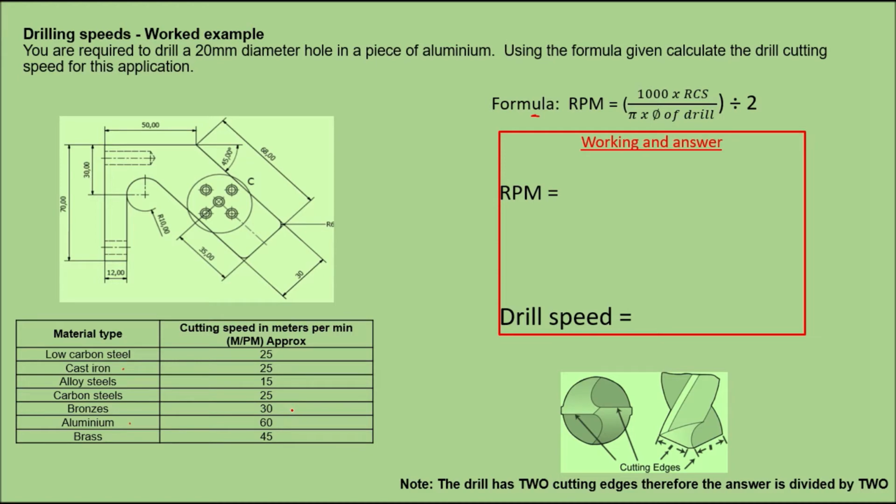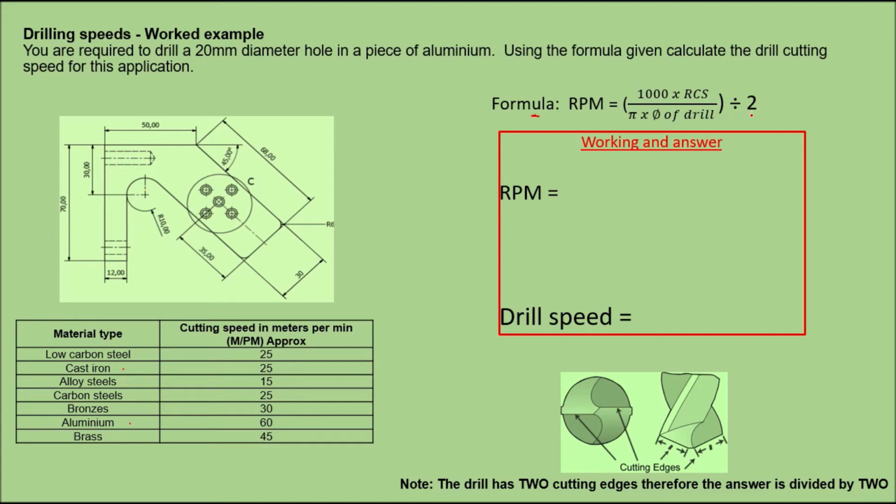Now, the other factor that we need to take into consideration is not only the recommended cutting speed, but the diameter of the drill. As I said earlier, the bigger the drill, the slower the speed. The formula that we're going to apply is represented inside the set of brackets. We've got 1000 times RCS divided by pi times diameter, and we divide that by 2. Now, this 1000 is a constant, the pi is a constant, so those never change. The material you use changes regularly, and the diameter of the drill can change regularly. However, the 1000 and the pi are constants.